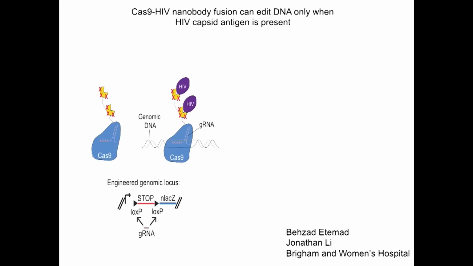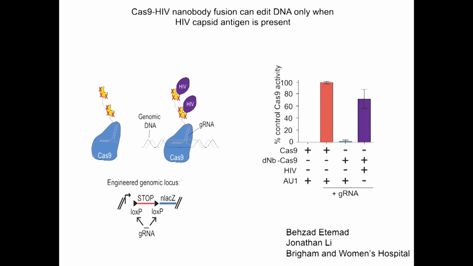We looked at a wild-type normal allele of Cas9 in this assay, and it worked quite well. So this is now the LacZ readout. This is the normal, non-modified Cas9 in the presence of guide RNA. We set that activity to 100%. In the absence of guide RNA, there's no activity. And this is our destabilized fusion protein over here in the presence of HIV capsid. You can see we got quite a bit of activation, about 70% of what we see in the normal wild-type Cas9 allele, and it's dependent upon epitope. If we leave out HIV, we get very little activity.